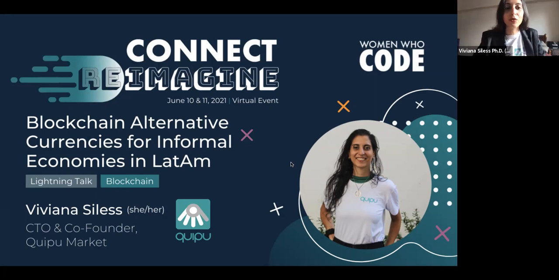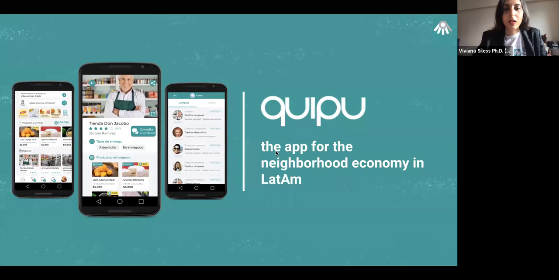And today I'm going to be talking about how to use blockchain to model alternative currencies for informal economies in Latin America. So Quipu is an app for the neighborhood economy in LatAm that enables trade without using money while building creditworthiness.